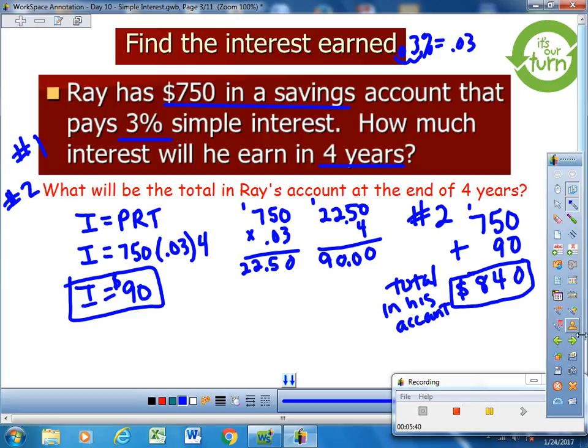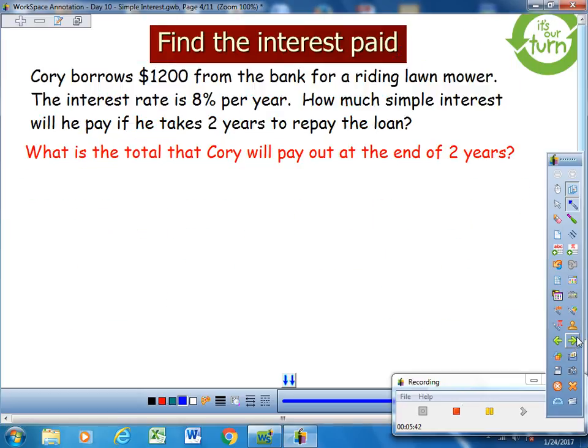All right, so the next problem, let's try another one together. Corey borrows $1,200 from the bank for a riding lawnmower. The interest rate is 8%. How much simple interest will he pay if he takes 2 years to repay the loan? So what I want you to write is borrows $1,200, 8%, 2 years.